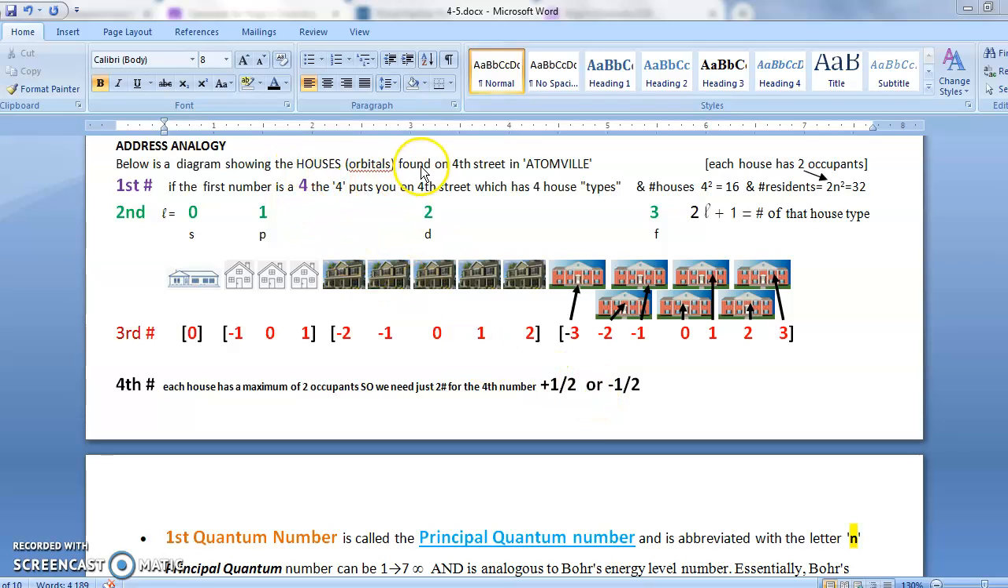So if I have a 4 for the first number and a 3 for the second number, I know I'm on this part of the street. If I have a 0 for the third number, I know I'm in this house. In this house are 2 electrons. If it's a +½ it's the electron spinning clockwise. If it's a -½ it's the resident spinning counterclockwise. That's the address analogy for quantum numbers. In our next video, we're going to take a closer look at what the quantum numbers are and what they're called.